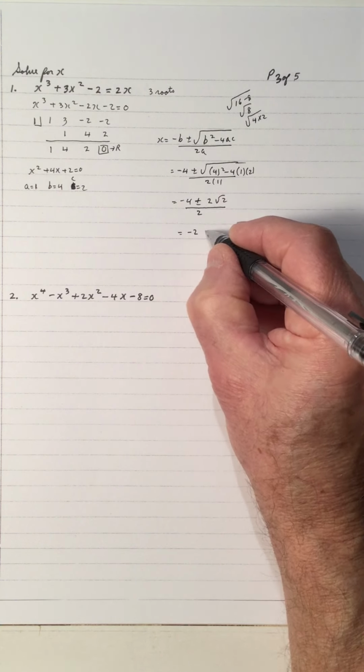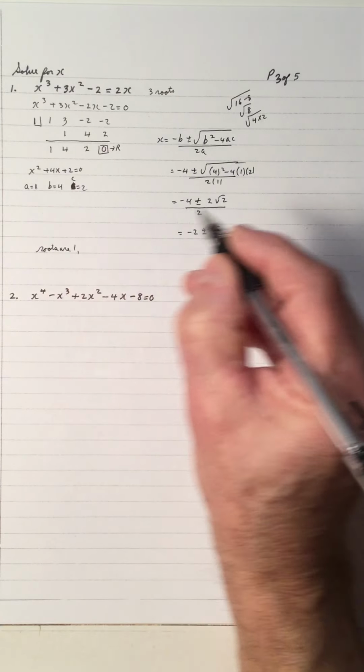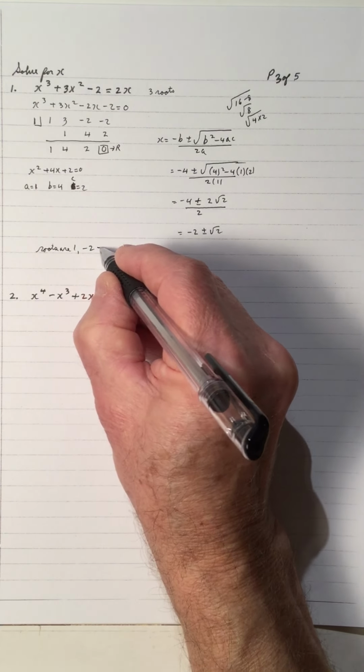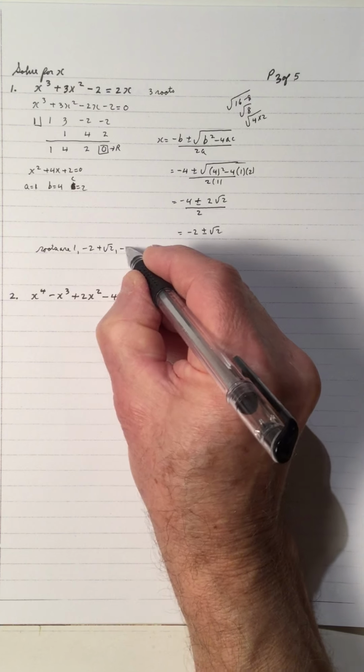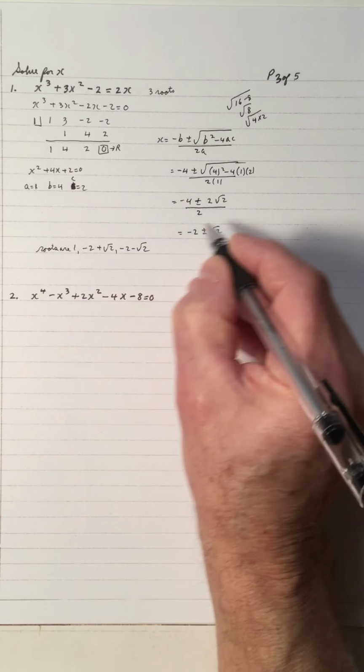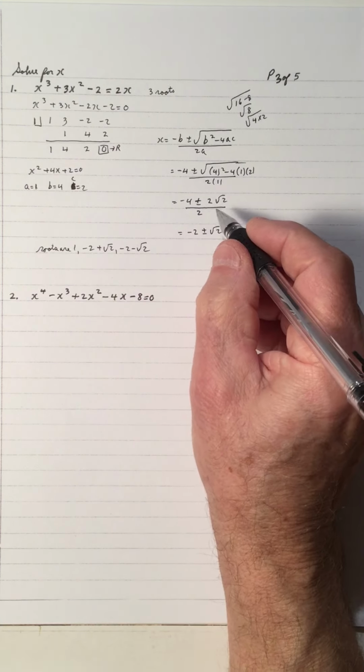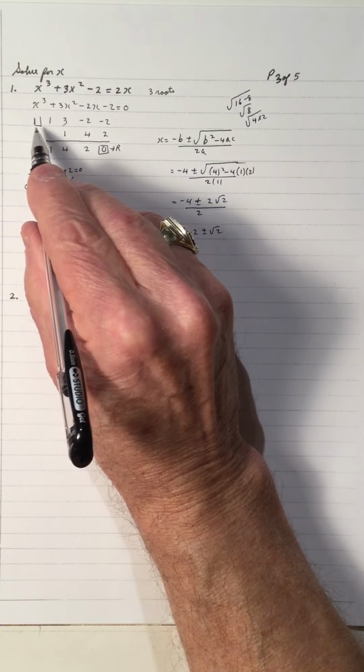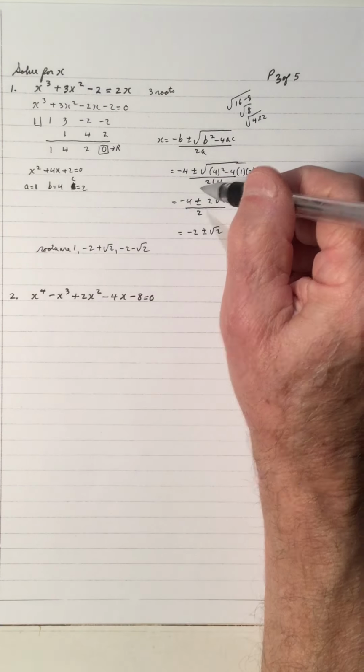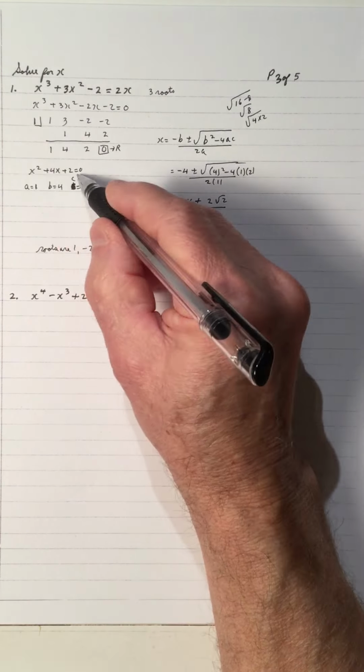So the 3 roots are 1, negative 2 plus root 2, and negative 2 minus root 2. And you'll notice that because I had 1 as a root right away, I automatically came up to the quadratic, so I didn't have to do any synthetic division. That trick is very important.